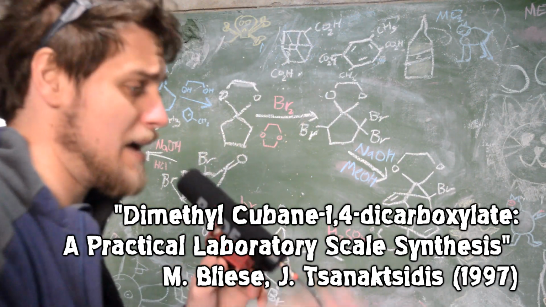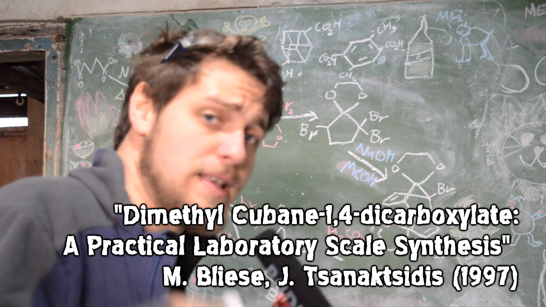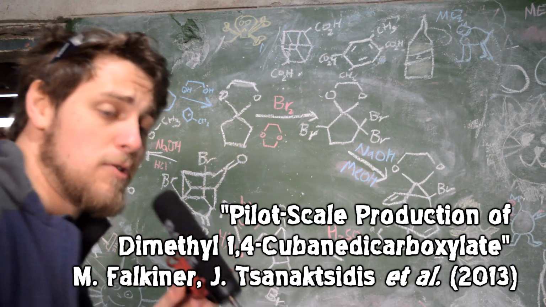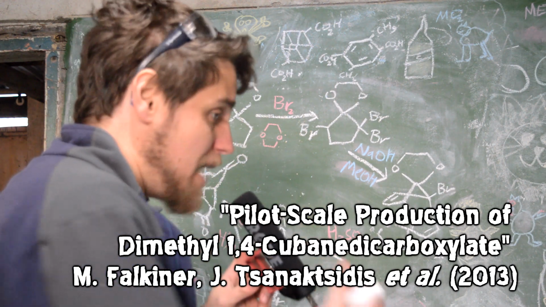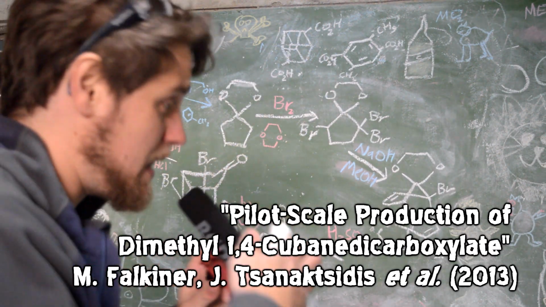The first one came out in the 1990s, which is a lab scale synthesis. And the one in 2011 is a pilot scale synthesis. So what they're trying to say is, how can we make 5 kilos of cubane at once? And that's the sort of approach that Sigma Aldrich will take. So then they can start selling it.